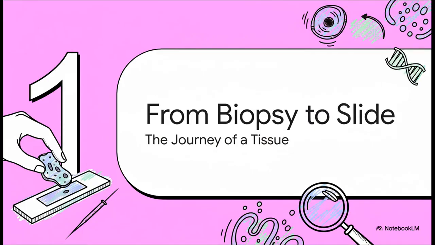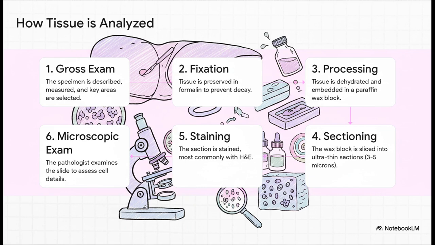Our first stop is all about understanding the fundamental journey that every single tissue sample has to take. And trust me, this preparation is meticulous, because without it, a diagnosis just wouldn't be possible. You're looking at a 6-step transformation, and every single step is absolutely critical. It all starts with the pathologist's own eyes, what we call the gross examination, where they look at the whole specimen to find the most suspicious parts.